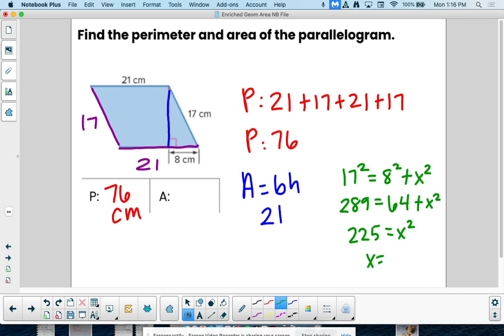Why are you adding 64? Minus 64. Yep, 17's your hypotenuse. Well, we get 15. Are you okay with 15? Probably. Now you multiply them. 21 times 15. Tell me what you get. 315. Do you have a unit? Centimeters squared because it's area. Very good.